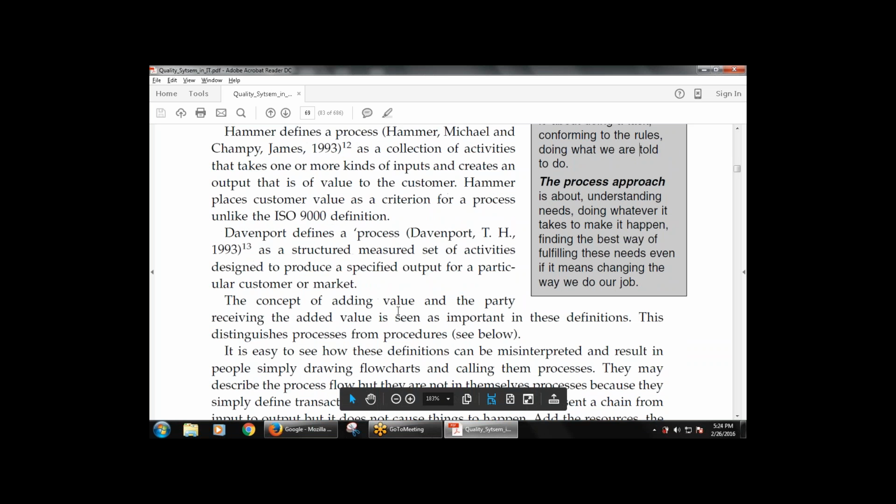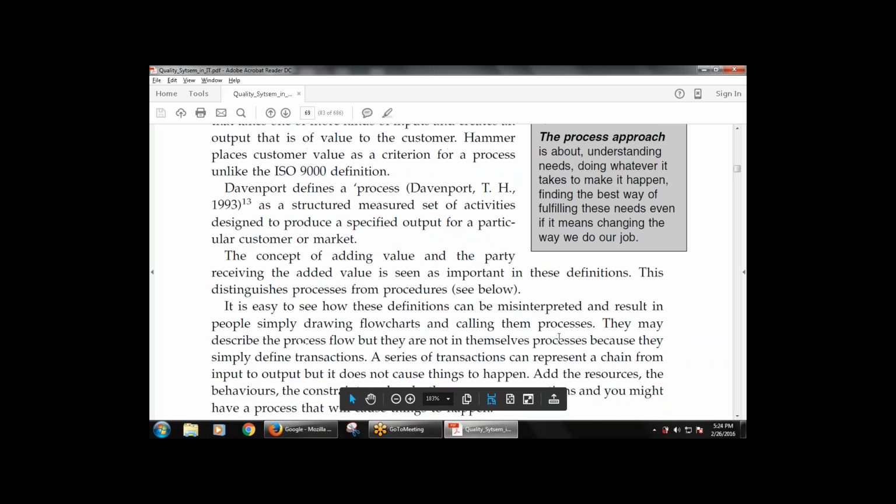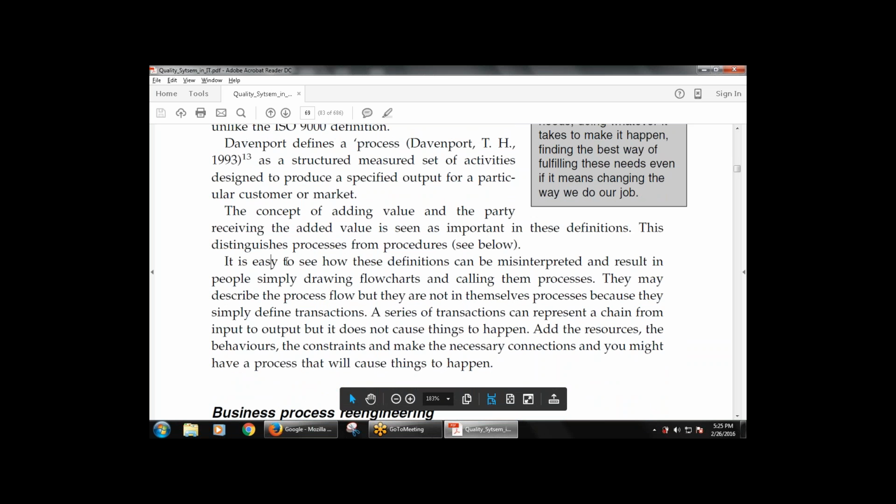And the concept of adding value, and the party receiving the added value, is seen as important in these definitions. It is easy to see how these definitions can be misinterpreted and result in people simply drawing the flowchart that is available and calling it a process.